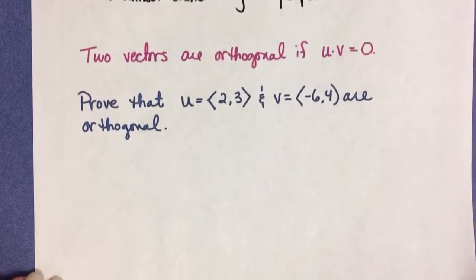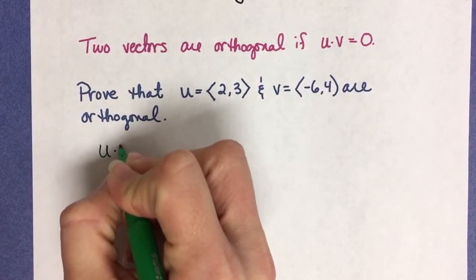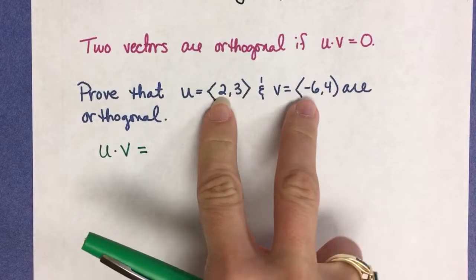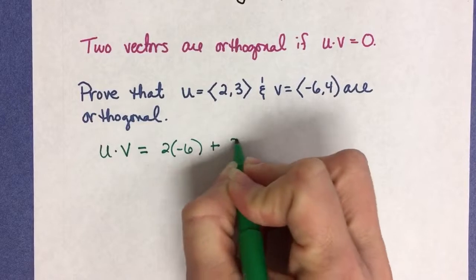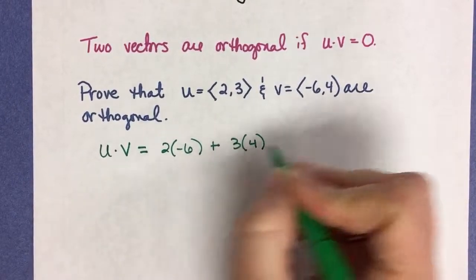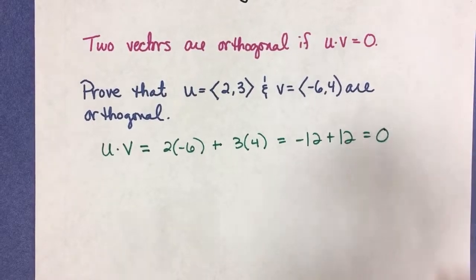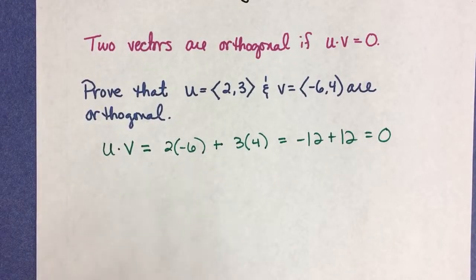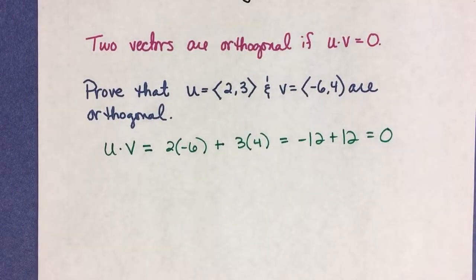All right, so we've already done dot product. So here are my two vectors. So u dot v. Multiply your first components together, so 2 times -6 plus 3 times 4. So we have -12 plus 12. There's my 0. So if the dot product turns out to be 0, that means these are orthogonal. And again, if you did a two-dimensional sketch of these vectors, you would see that it's pretty much the same thing as being perpendicular.